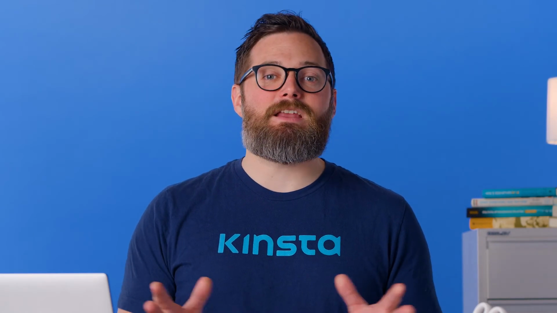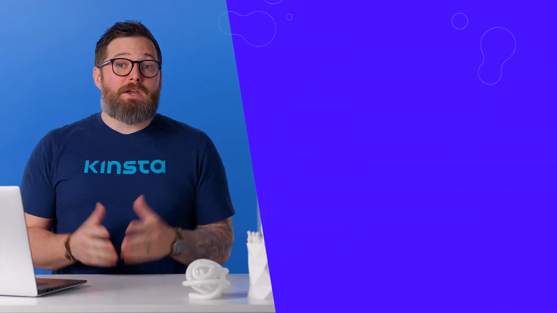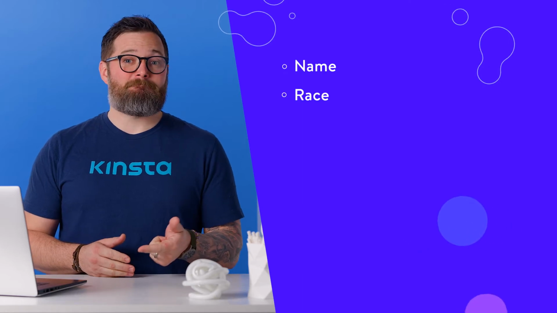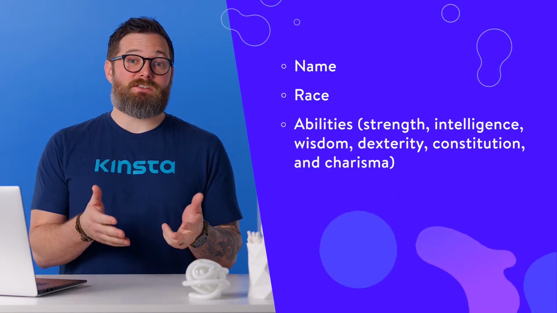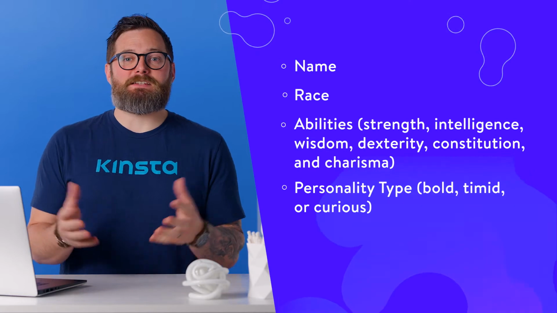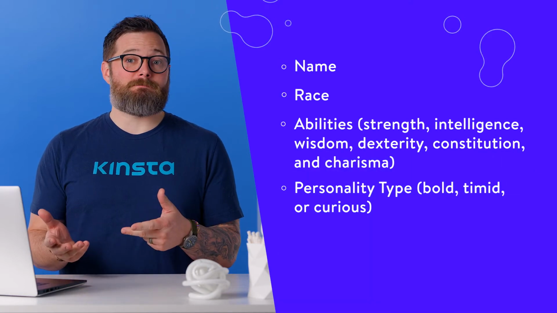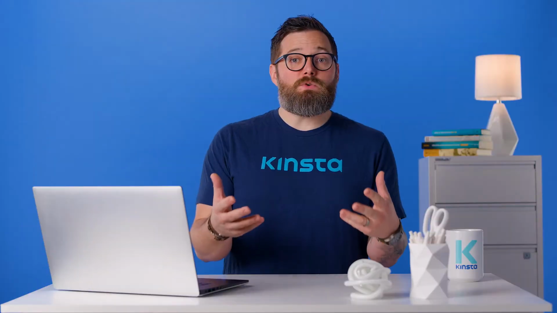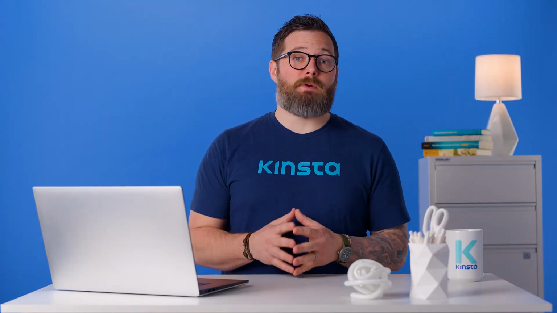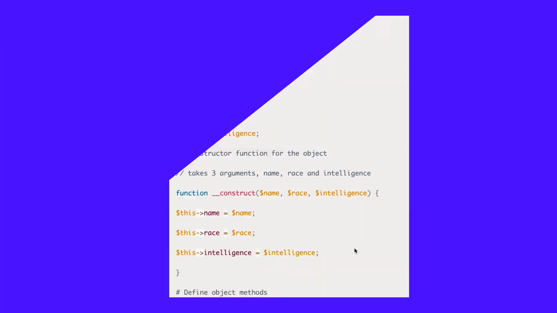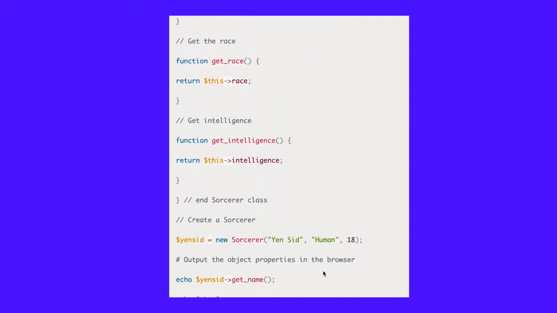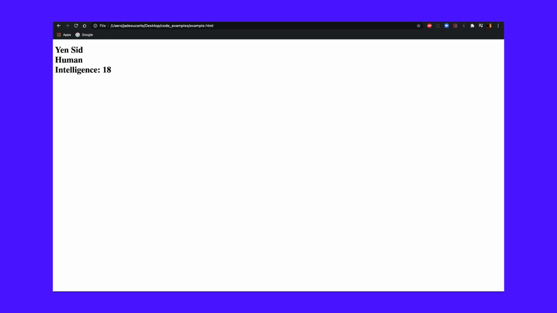Objects can have any number of properties that you care to define. So a character's properties may include name, race, abilities like strength, intelligence, or wisdom, a personality type, are they bold, timid, or curious, alignment, are they lawful or chaotic, good or evil? You can use object methods to retrieve information about the object. Here is a PHP code example of a class and object definition. When this code is added to an HTML file, the output in the browser should be the following.